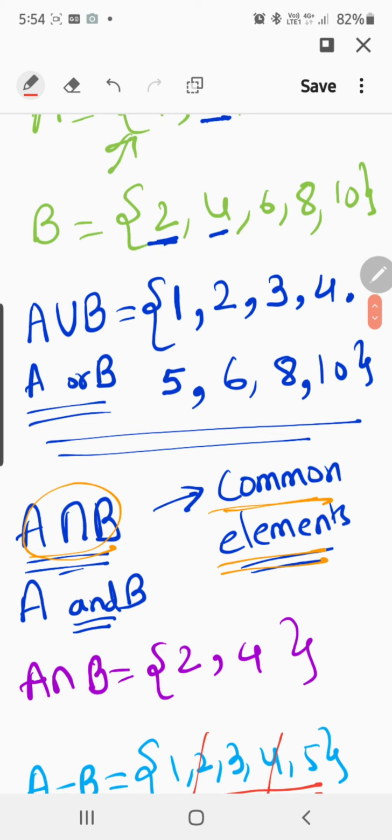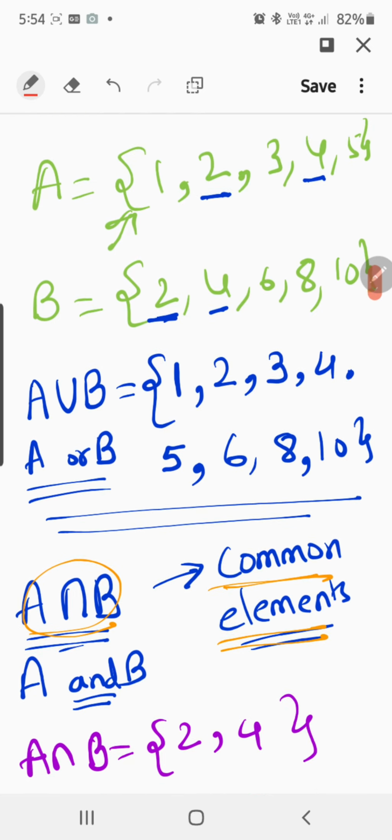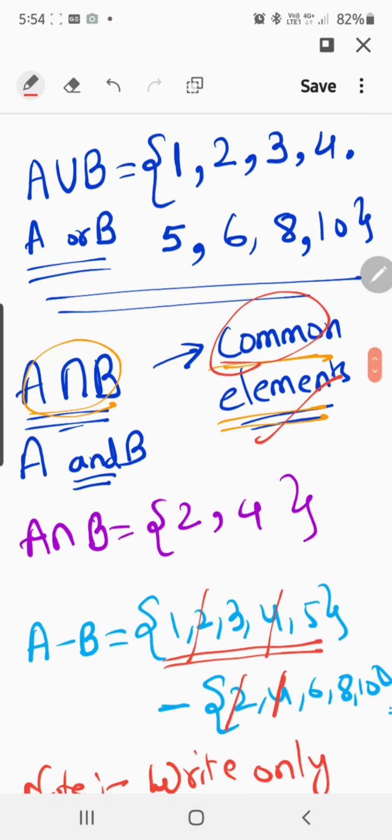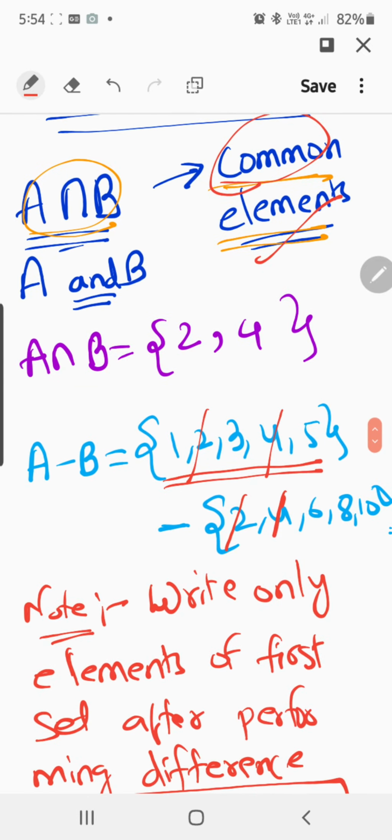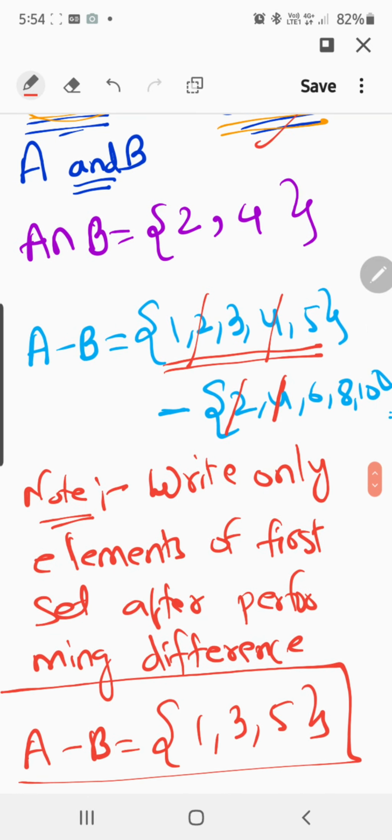First we talked about A union B. In A union B, you have to write all the elements irrespective of how many times they repeat; just write them once. In intersection, you find the common elements and write only those. And in A minus B, first we find the common elements and strike them out, and then write the elements present in the first set, that is 1, 3, 5.